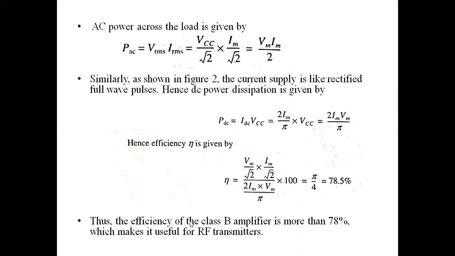So the efficiency of the class B amplifier is more than 78%, which makes it useful for radio frequency or RF transmitters. That's all for the transformer coupled class B amplifier.